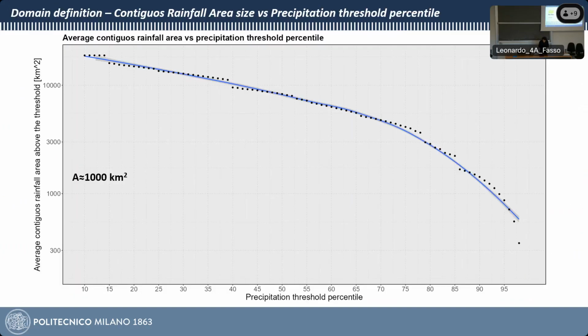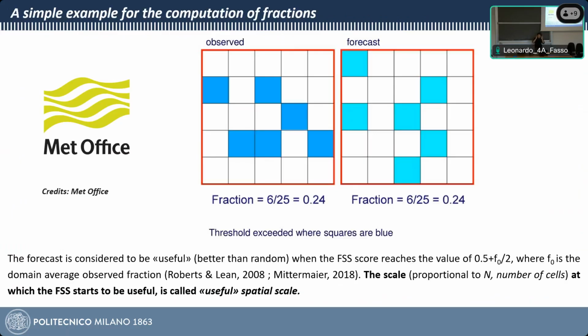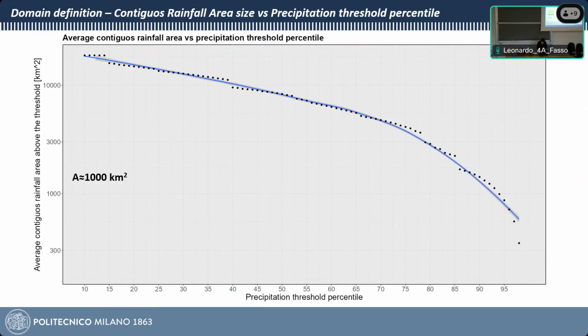And generally, the scale at which the meteorological forecast starts to be useful is related to the average displacement error of the meteorological forecast itself. So basically, we followed the procedure that is described in literature to select this precipitation threshold percentile to define this average displacement error.